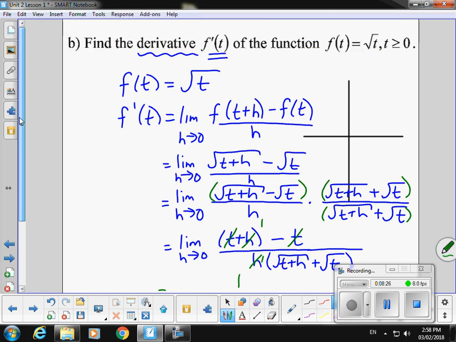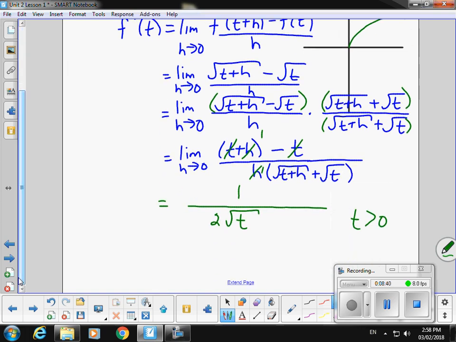And we also have our function was only defined for t greater than or equal to 0. But our derivative, we can't have a 0 on the bottom. Just a sidebar. Okay, last example.